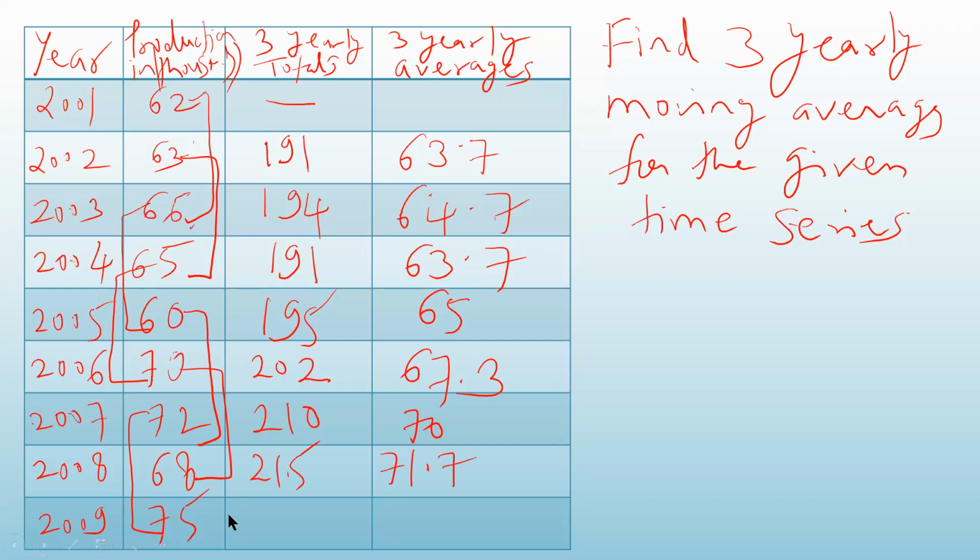And for the year 2009, I cannot calculate because we do not have the value for the next year. So for the last year, I cannot calculate. Okay. So this method has one disadvantage, that I cannot find the trend value for the first and the last year. Okay.